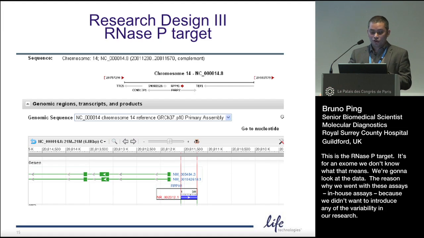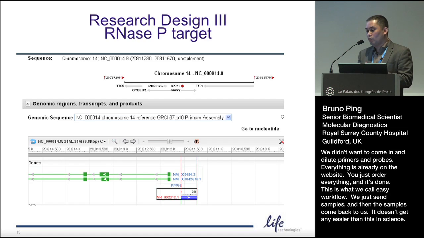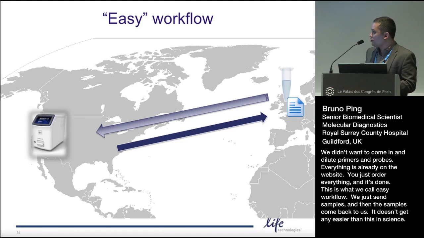And the reason why we went with these in-house assays is because we didn't want to introduce another variability in our research. We didn't want to come in and dilute primers and probes. Everything is already on the website. You just order everything and it's done. And this is what I call an easy workflow. We just send the samples, and then the samples come back to us. And it doesn't get any easier than this in science.